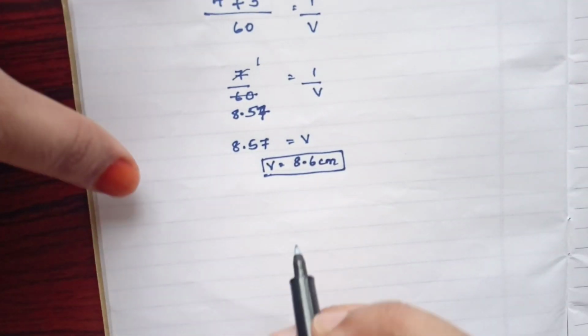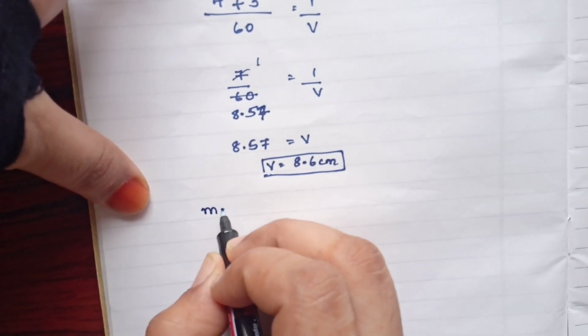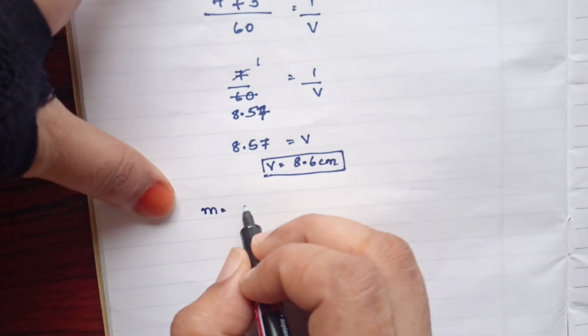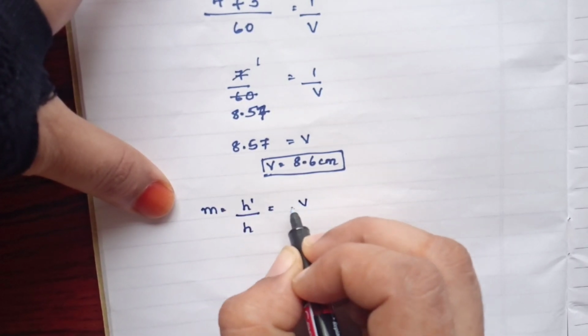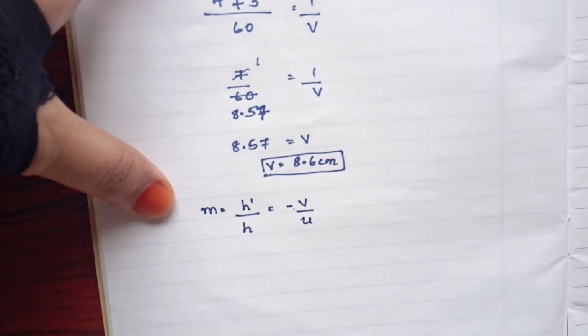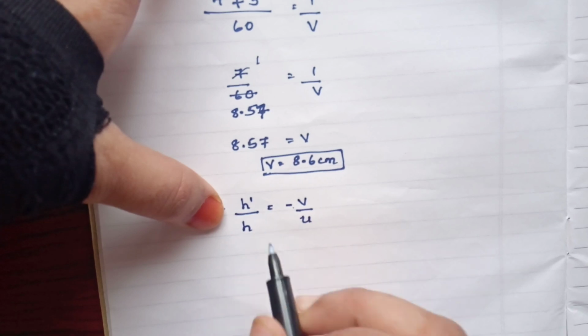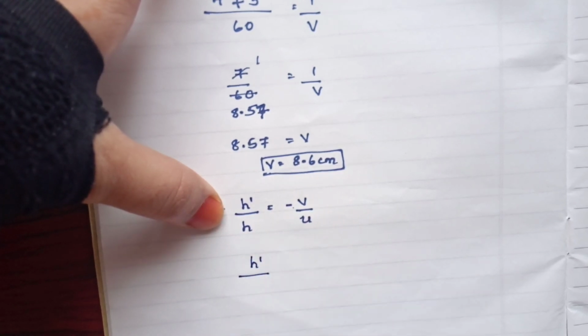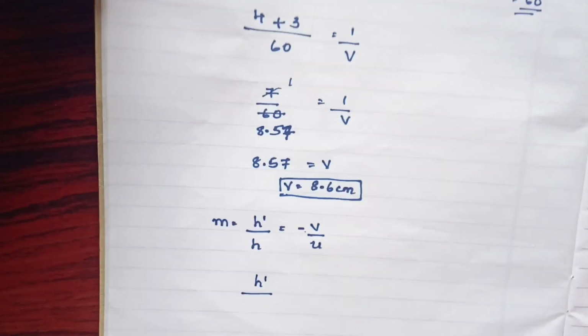Now for finding the height of the image, I can just go for the magnification part. So magnification of mirror is nothing but h dash upon h. This is also equal to minus V upon U. I'll just utilize this and start solving. Height of the image is not given to me. I need to find it. Height of the object was given as plus 5.